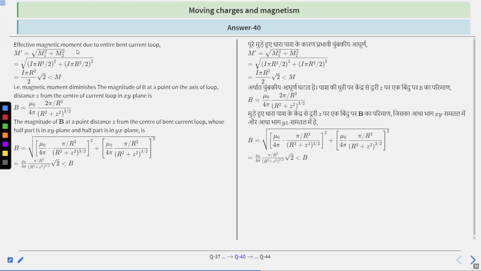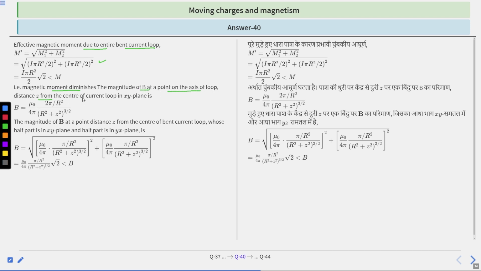So the effective magnetic moment due to the entire bent current loop, m prime, is equal to under root m1 square plus m2 square. Putting all the given terms, you get under root of I pi r square divided by 2 whole square plus I pi r square divided by 2 whole square. After calculating, you get m prime equal to I pi r square divided by 2 times root 2, which is less than m.